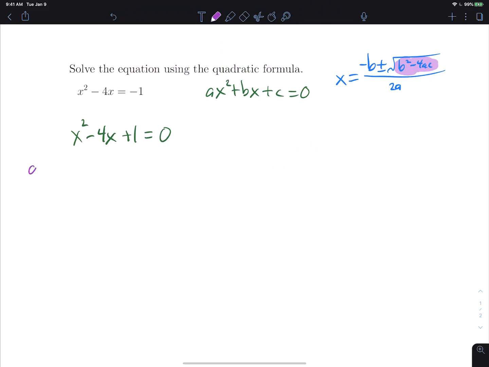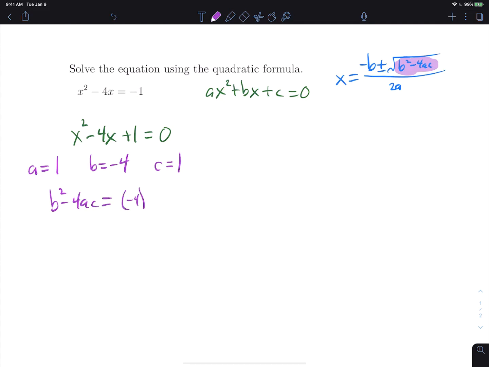To do that, I recommend writing down what a, b, and c are. So a is the number in front of x squared, which is 1. b is the number in front of x, which is -4. And c is just the number out here by itself, which is 1. So c is the constant term. Excellent.